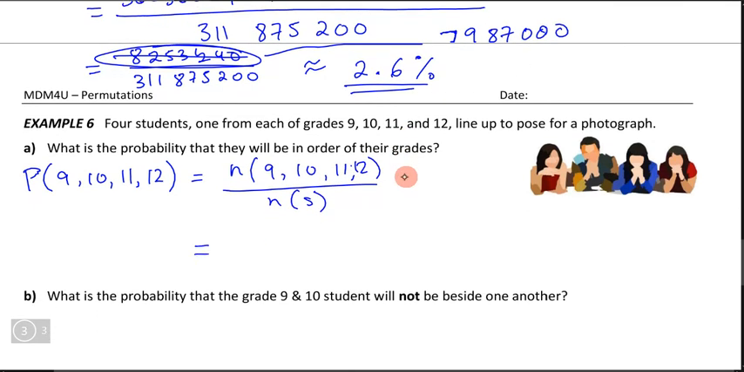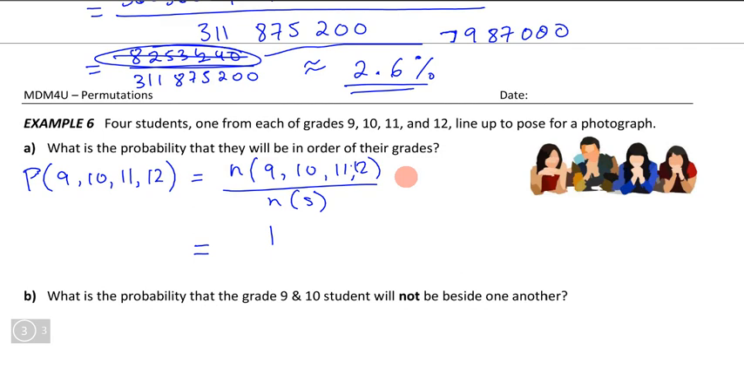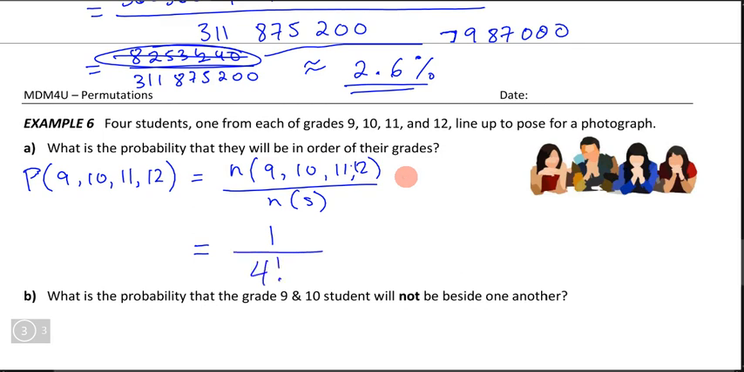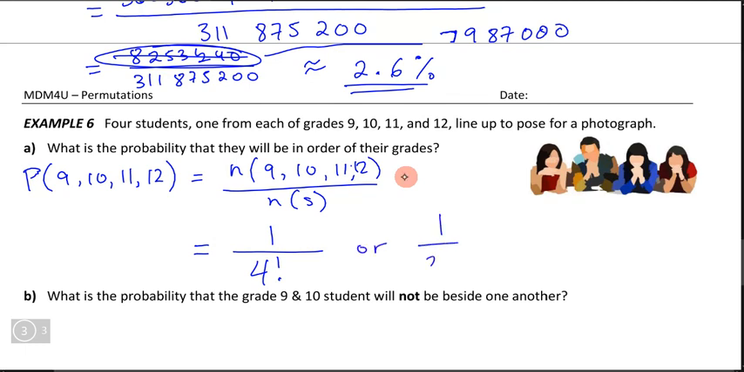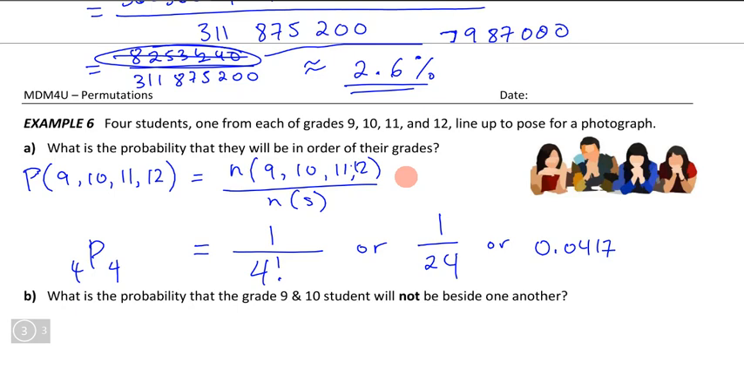So there's just one arrangement of getting these 4 students in the order that we want them in. How many ways are there to arrange the students? Well, there are 4 factorial ways. And that can be said as 1 over 24. And remember, 4 factorial is just simply saying 4p4. So 1 over 24 or 0.0417, 4.2% probability of them lining up in the order of their grade.